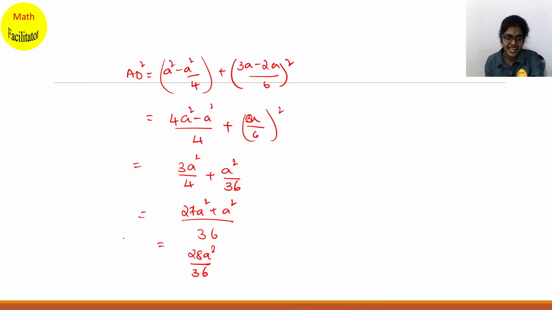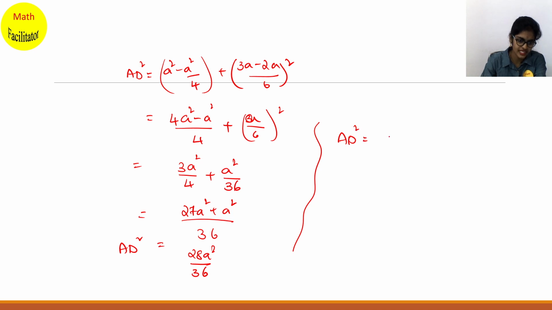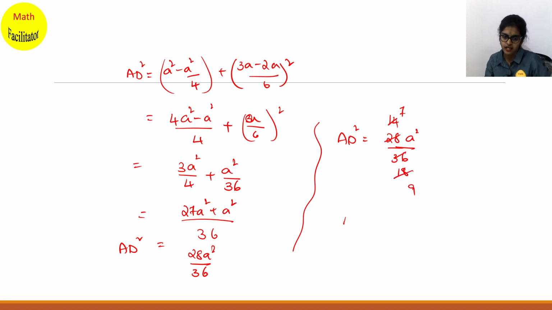What is this? AD square. AD square you got it as 28 A square by 36. Clear? So cancel it out. 2 14s are, 2 18s are, 2 7s are, 2 9s are. So AD square is equal to 7 by 9 A square. Send 9 to the other side, you'll get 9 AD square is equal to 7A square.